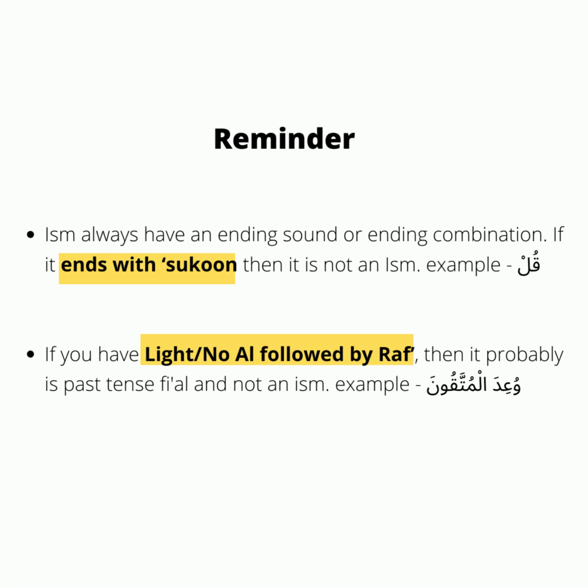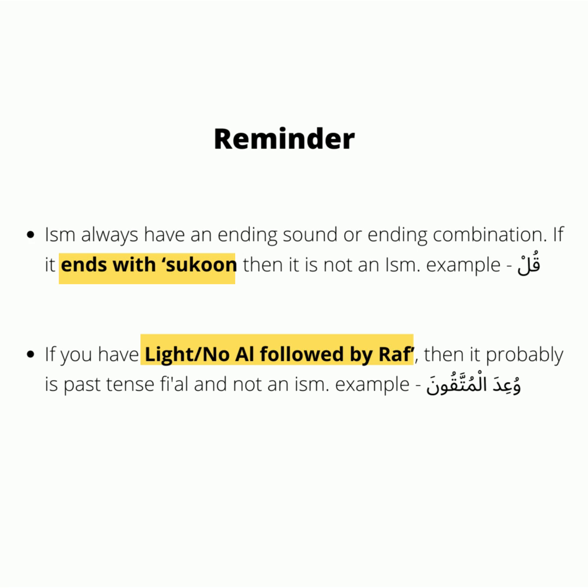Also remember that ism always has an ending sound or an ending combination. So if a word ends with sukoon, then it is not an ism. For example, kul. In this word, kul, lam has a sukoon, and therefore it is not an ism.